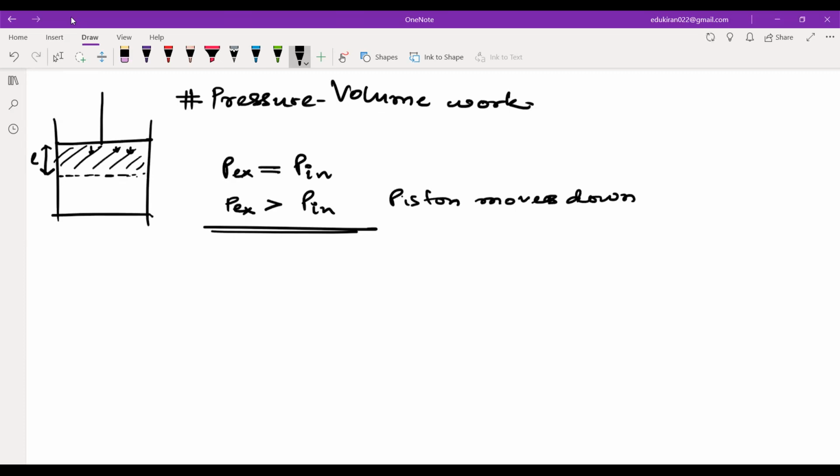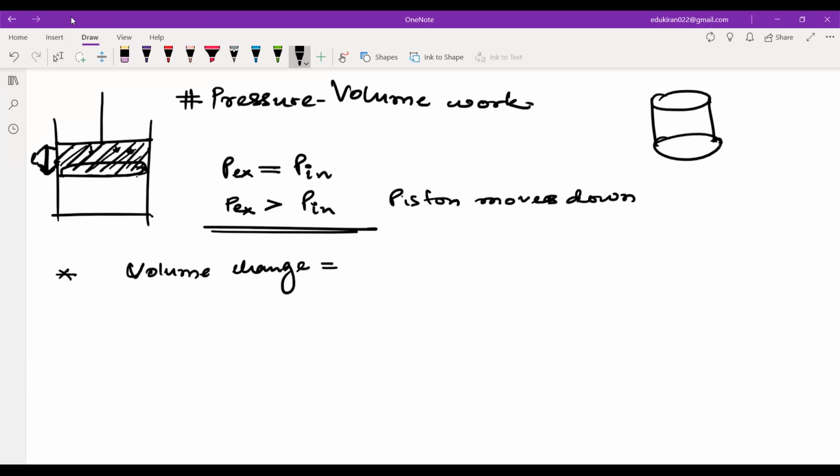So what will be the change in volume? As the piston moves down, the volume changes. And the volume change will be equal to the cross-sectional area, because let us suppose it is a cylinder. This is the volume that we want to calculate, right? So you can just calculate the cross-sectional area times length. The area of this base times length will be equal to your volume.